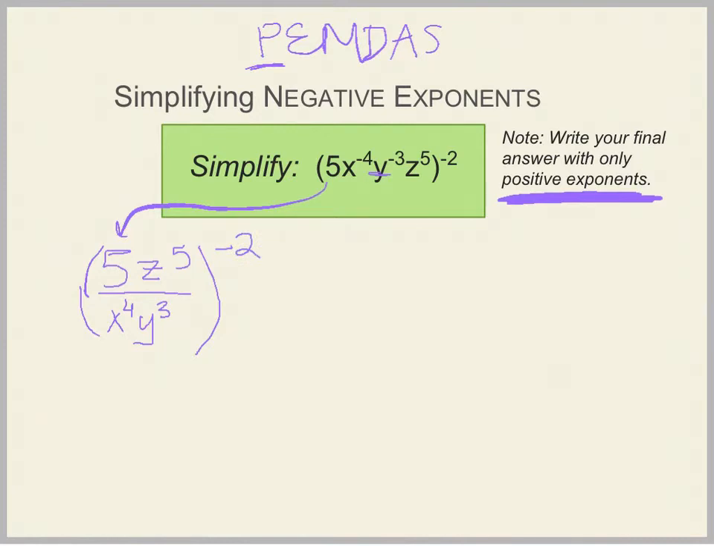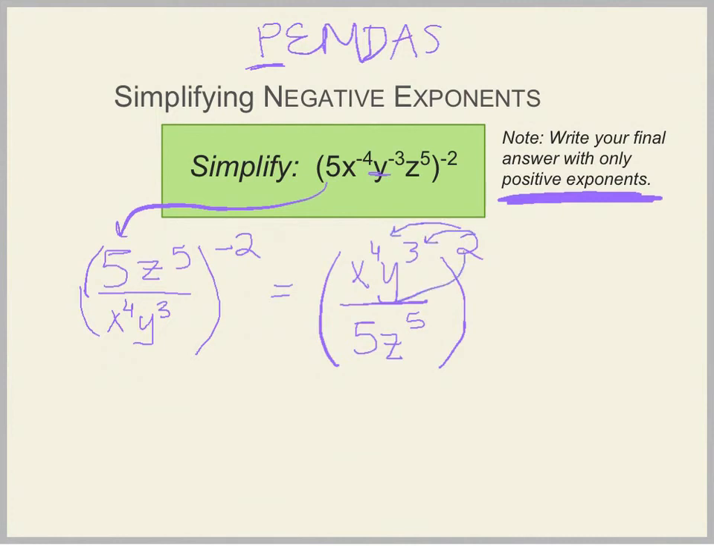I'm going to now take the rule that says when I raise a fraction to a negative power, I take the reciprocal of that fraction and raise it to the positive power. So this becomes x to the 4th, y to the 3rd in the numerator, divided by 5, z to the 5th in the denominator, all raised to the positive second power. And now I can distribute that second power to everything in this expression.